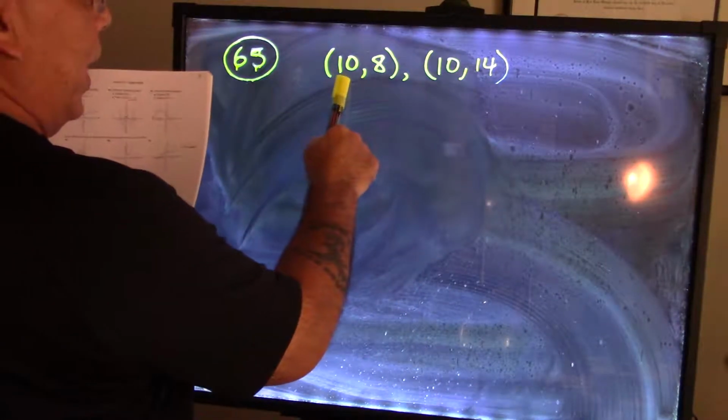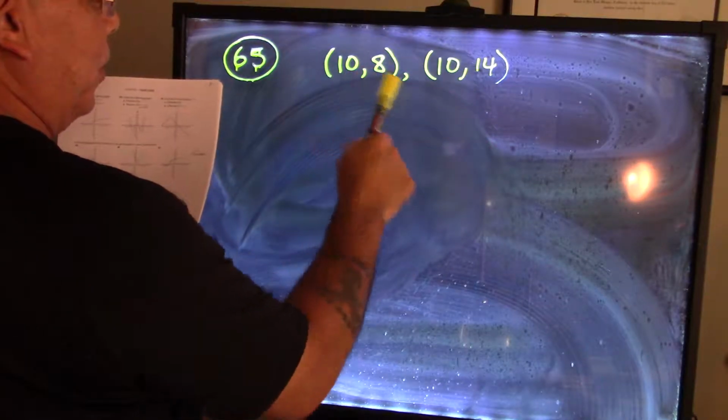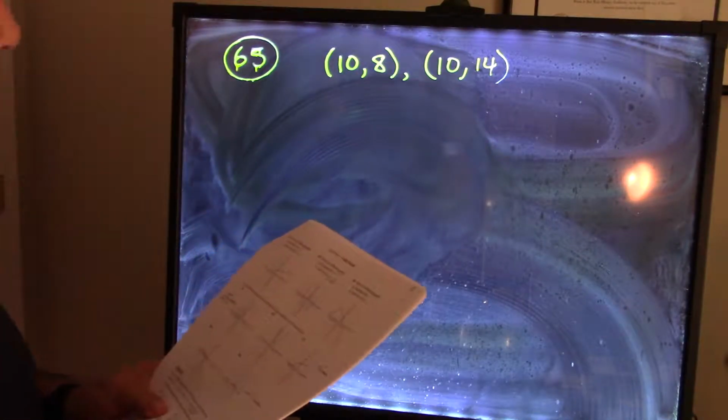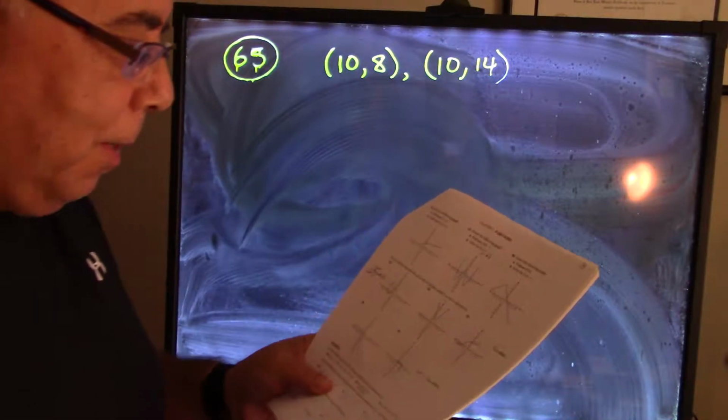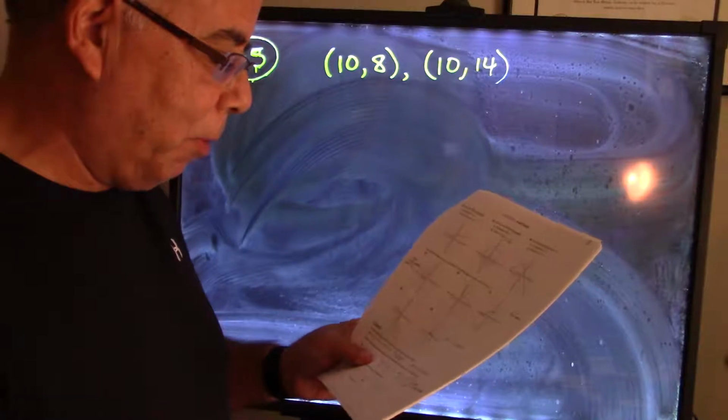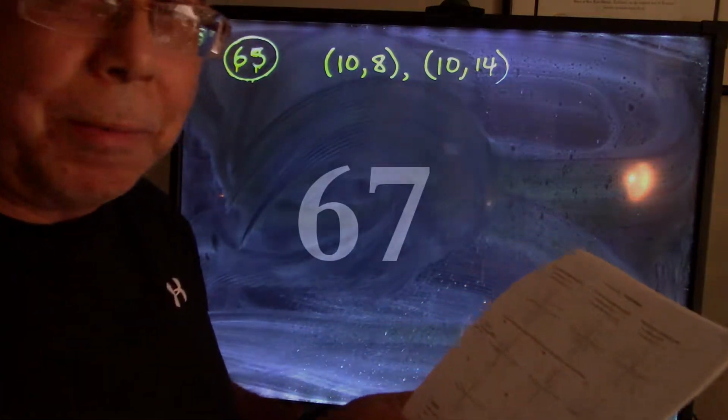So x equals 10 is paired with two different y values, all right? Which means that this is not a function. It's a relation, but it's not a special kind of relation called a function.